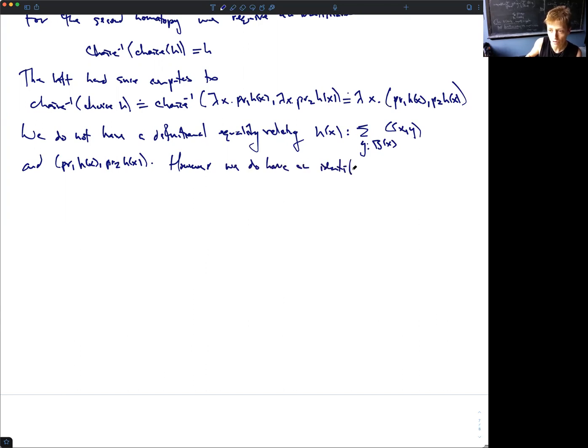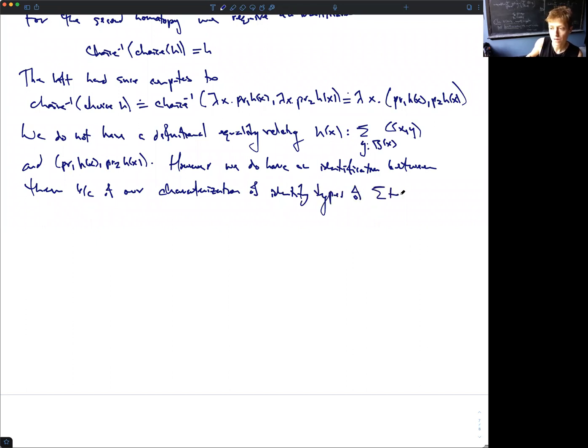So these are both terms in this sigma type between them, on account of our characterization of identity types of sigma types. So let me recall that. Maybe I'll just use some different notation.